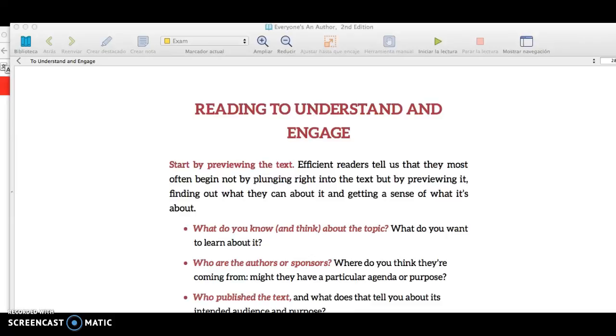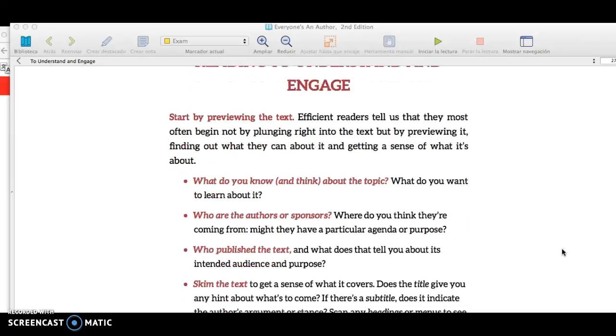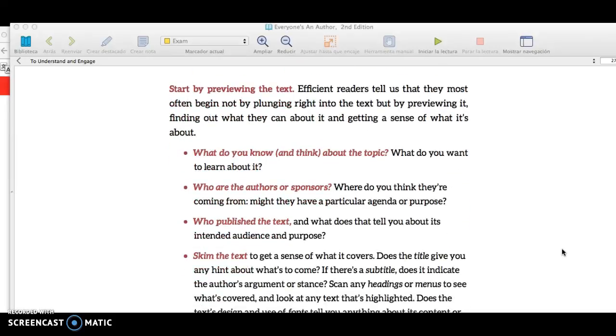For example, if you check the book on page 27, and I'm making reference to the page of my ebook version, some of you have the hard copy and maybe the page might not be matching, but it should be around page 27, 25, or 30. In the section reading to understand and engage, I think this part of the chapter is crucial because it's about reading critically, a notion that is essential in developing a rhetorical awareness.